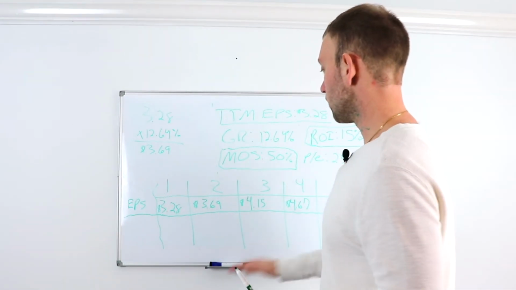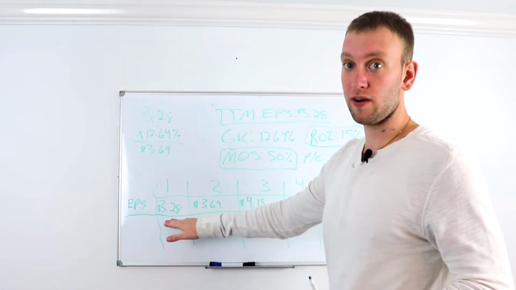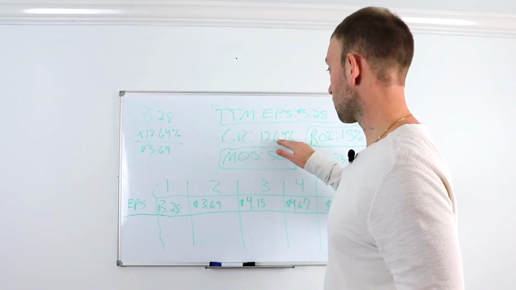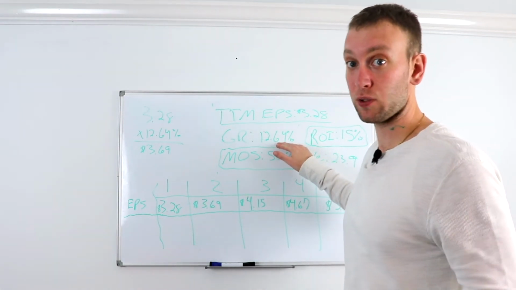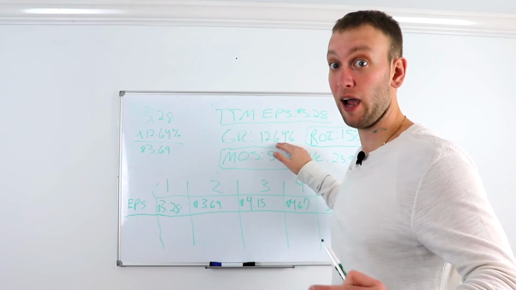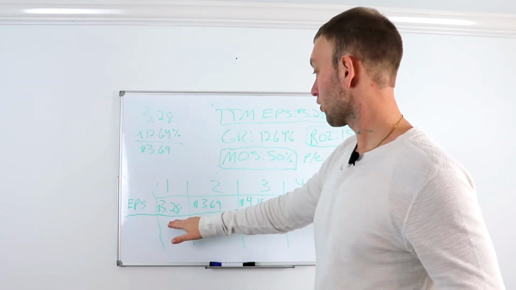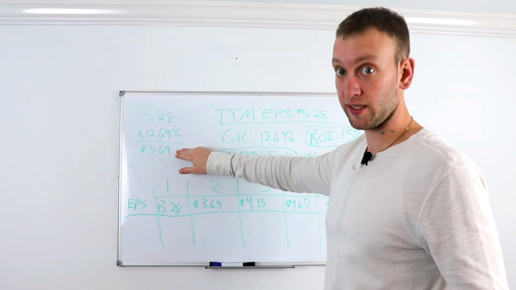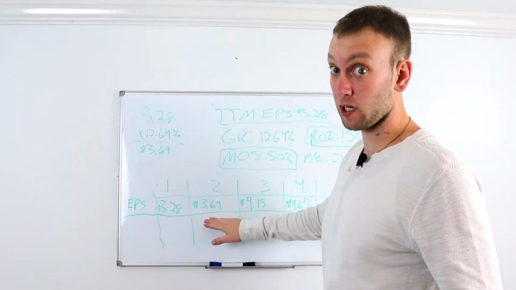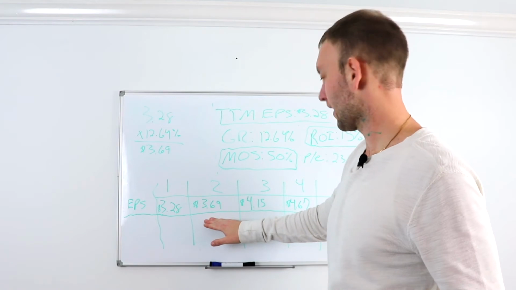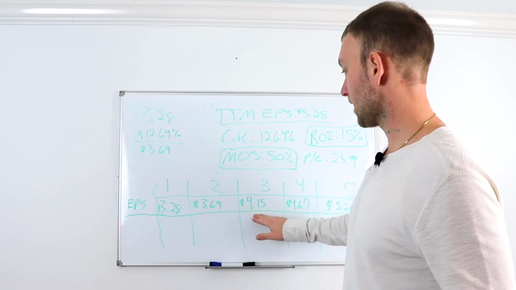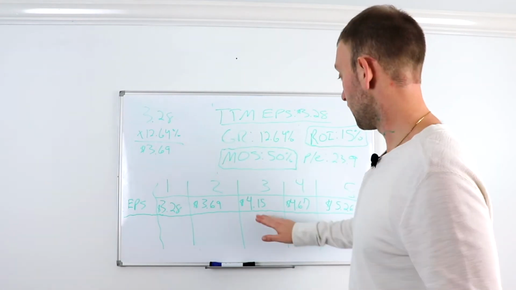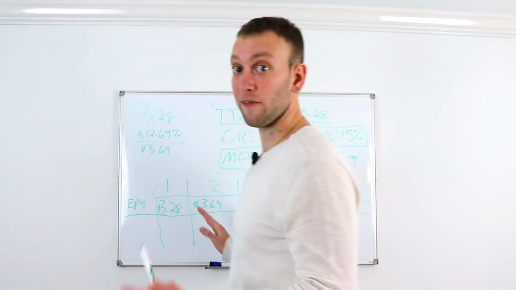So we have our first year, right? The earnings per share is $3.28. And we want to look at the growth rate. The growth rate is supposed to be 12.64%. That's what Apple's supposed to grow, right? Annually for the next 5 years. So we're going to multiply $3.28 by 12.64%, giving us $3.69. So that's year 2. That's what it's projected to be next year. Then we're going to do the same exact thing. We're going to take $3.69 and multiply it by 12.64%. That comes out to $4.15, okay, for year 3.